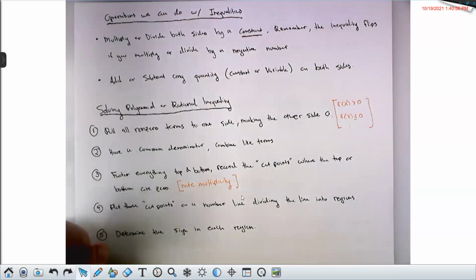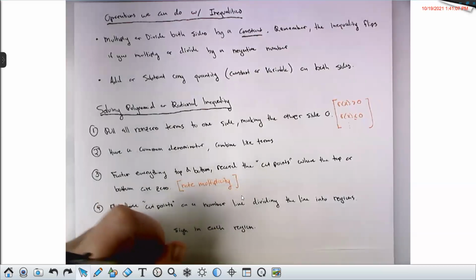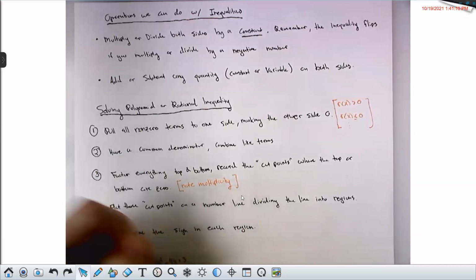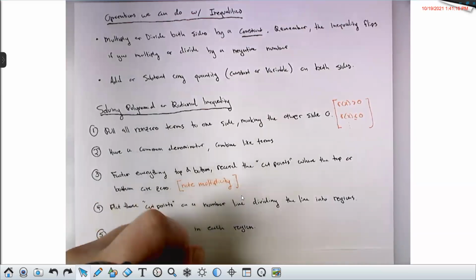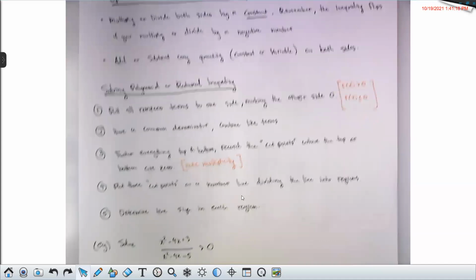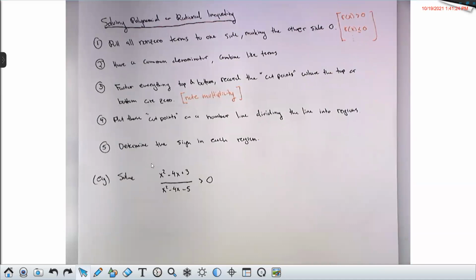So we're going to use them to solve the inequality x squared minus 4x plus 3 over x squared minus 4x minus 5 is greater than 0. So this is a rational inequality. I have a rational function and it is in an inequality. And thankfully, the first step has been done for us. Everything has been pulled to one side, right? All the non-zero terms are over here. The other side is 0.